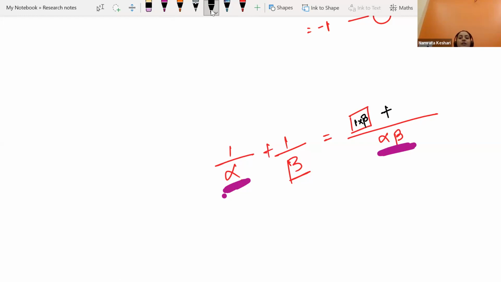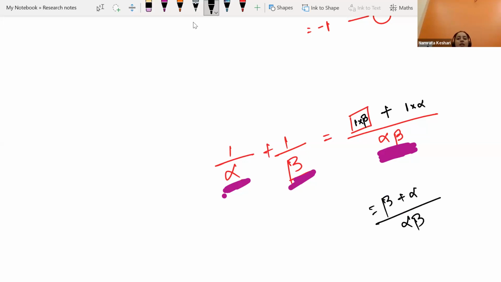Now we will compare the second denominator. The second denominator is beta, and now our common denominator became alpha beta. So what extra is there? Alpha. So that alpha we need to multiply in the numerator also. In the numerator 1 was there. We are multiplying alpha with it. And hence it became beta plus alpha in the numerator and just alpha beta in the denominator.